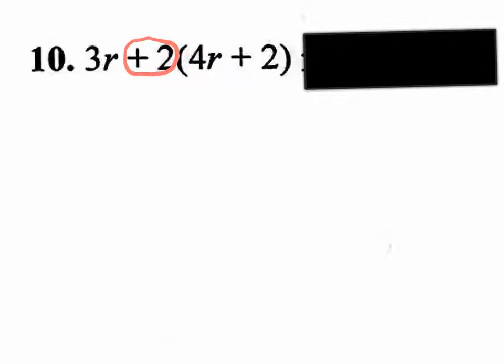That way you know it's a +2. +2 times +4r, that's +8r. And then +2 times +2, that is +4. And what do we do with the 3r? You simply bring it down, 3r.